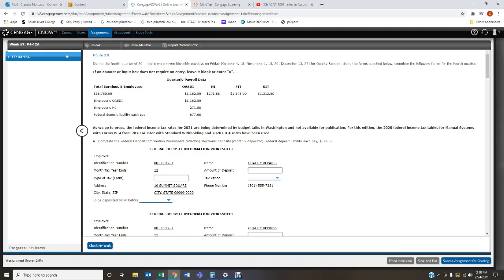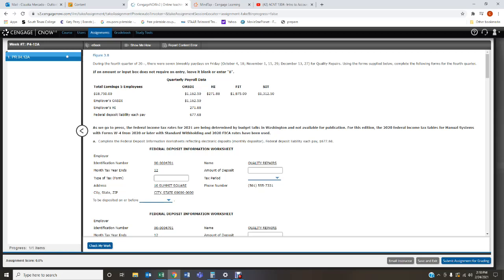Requirement A. They're asking us to complete the federal deposit information worksheets reflecting electronic deposits. This is a monthly depositor. It says here that the federal deposit liability each pay period based on the earnings of the 5 employees is $677.68. So we have to complete the federal deposit information worksheet for October, November, and December. How much are we responsible to deposit each of those months for tax liabilities?